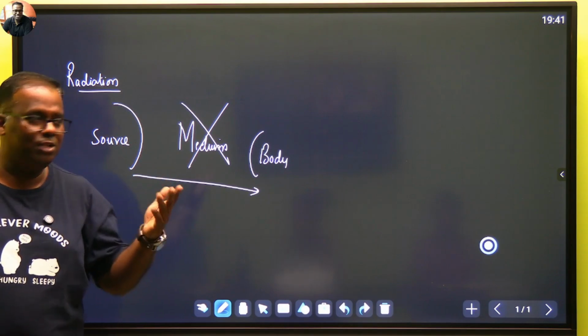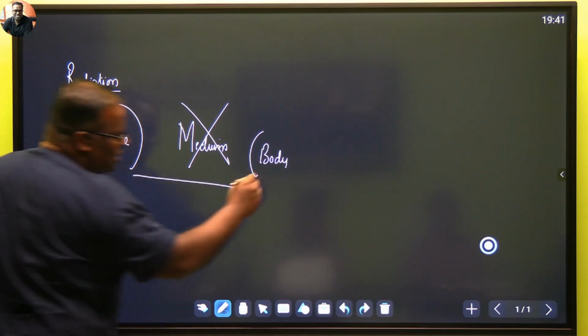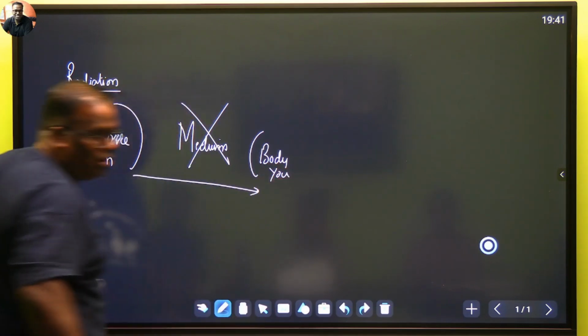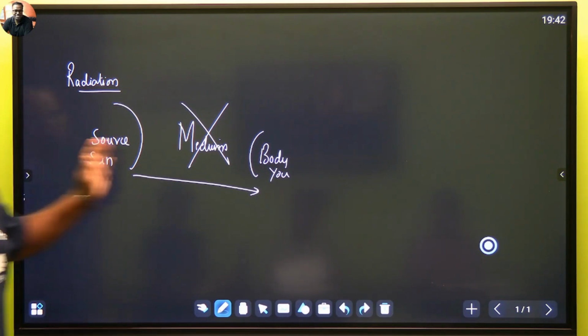Forget the karhai and replace it by the sun. Replace this body with you. Do you feel hot or not when you stand under the sun? Is there a medium between you and the sun? To the extent of atmosphere. After that, there is no medium. Then how is the sun transferring heat?